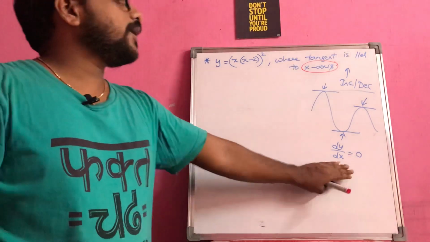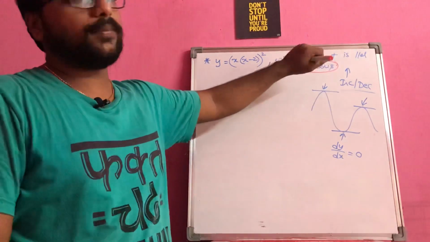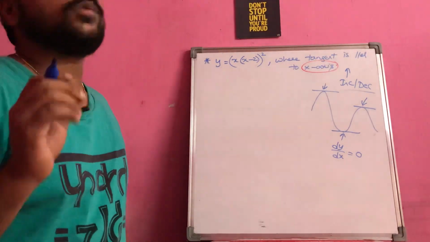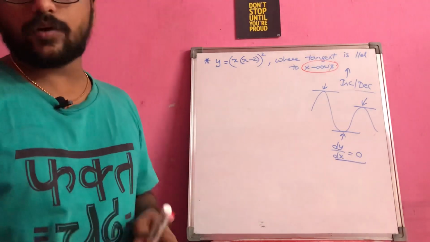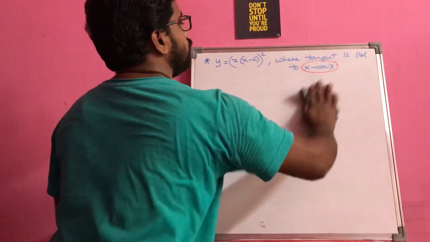When you are equating dy by dx to 0, that is why we are doing that: because this is a line parallel to the x-axis whose slope is equal to 0. That's why you are doing dy by dx is equal to 0. Okay. So again the same concept here. They said the tangent is parallel to the x-axis.